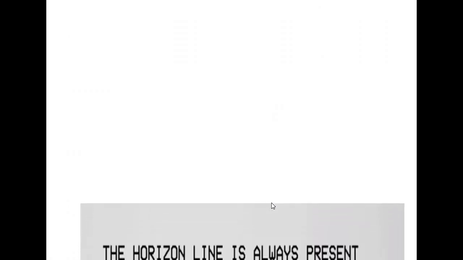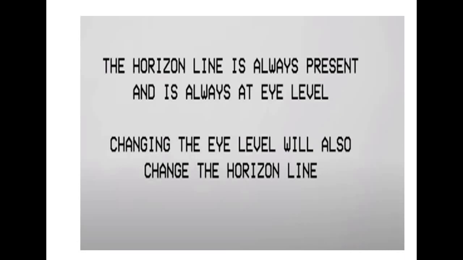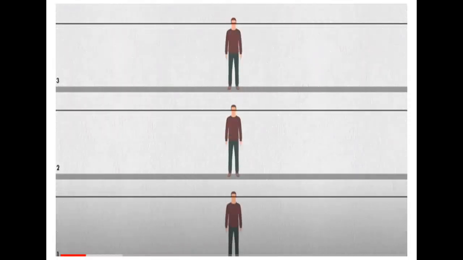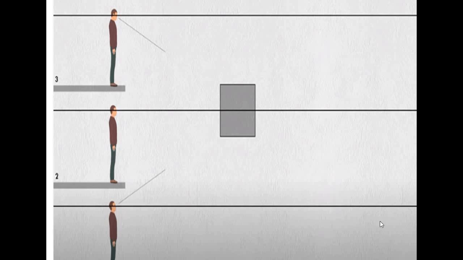So children, what is horizon? So the horizon, you can say it's an eye level. The horizon line is always present and is always at eye level. Changing the eye level will also change the horizon line. I'll explain it to you through one example. Let us take three people standing with the same eye level. You can see the eye level of the three persons. This is the eye level towards the front.